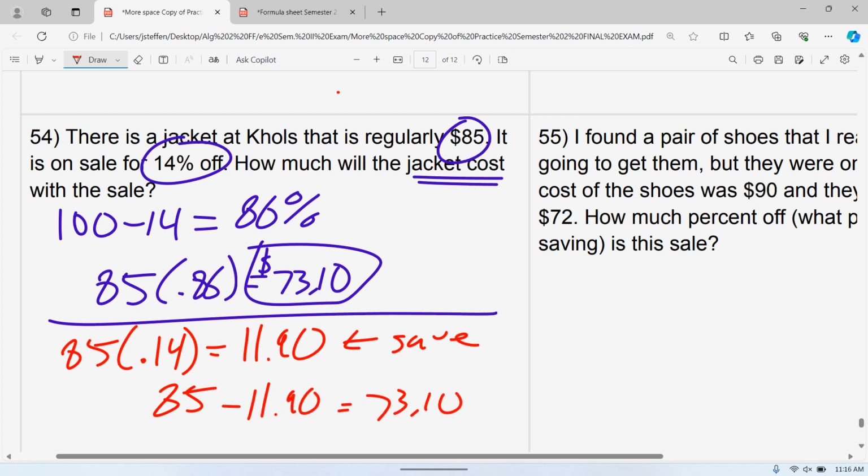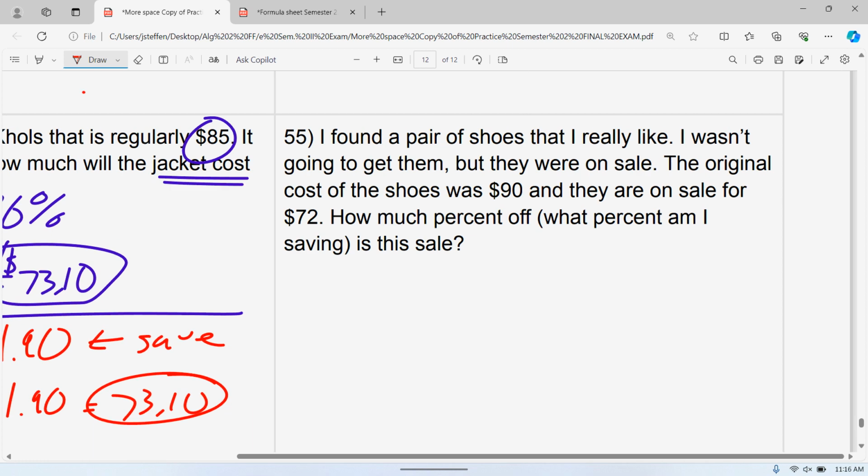A pair of shoes I really like. I wasn't going to buy them, but they were on sale. Worthless information. The original cost of the shoes was $90. They're on sale for $72. How much percent off are they?